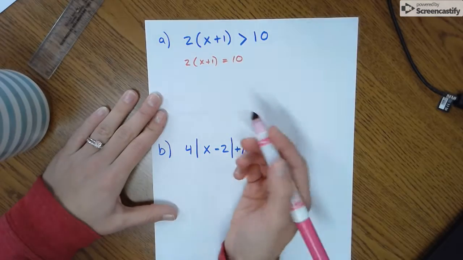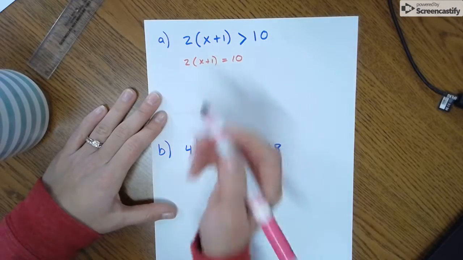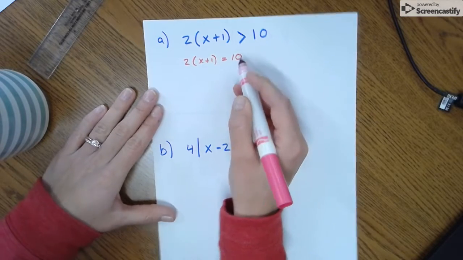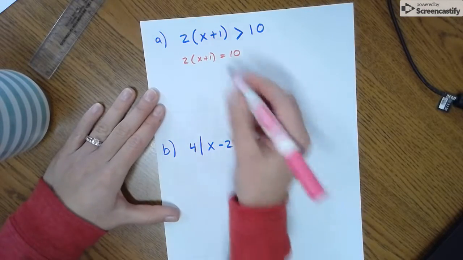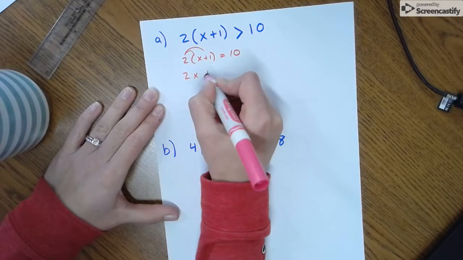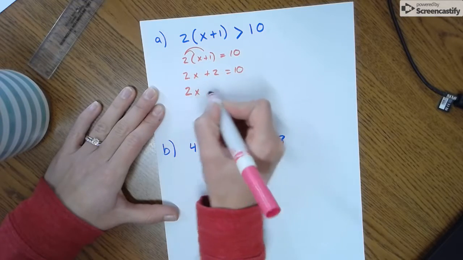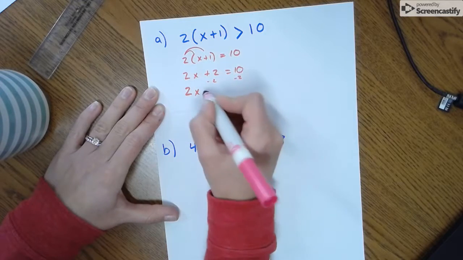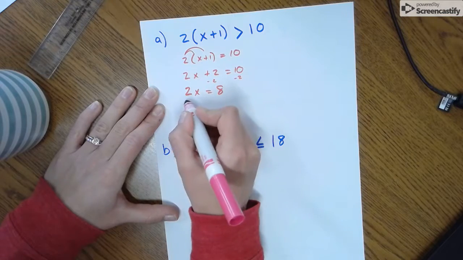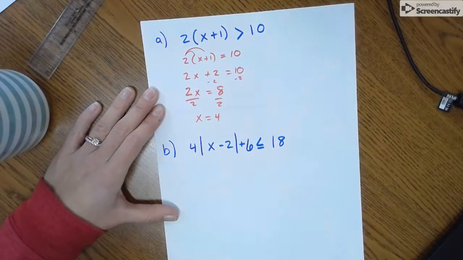To solve this, you have a couple options. You can distribute the 2 through and solve it that way, or you can divide by 2. I am going to do the distribution and show that way. So 2x plus 2 equals 10. Subtract 2 from both sides. That would give me 2x equals 8, and then divide by 2, and I get x equals 4.